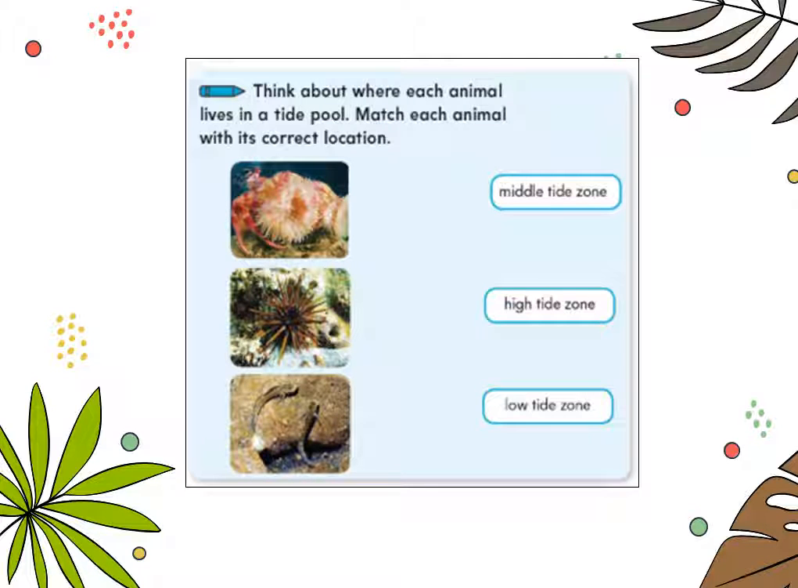Let's do a small exercise. Think about where each animal lives in a tide pool. Match each animal with its correct location. Now let's see, children. Very good. Excellent. Very good again. Bravo.